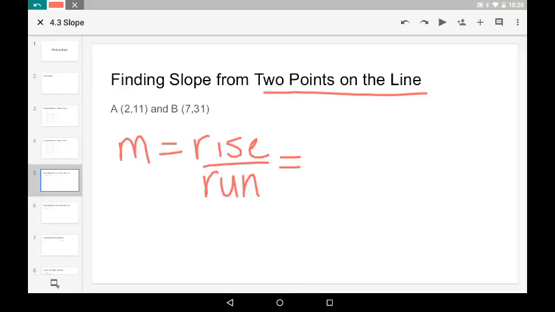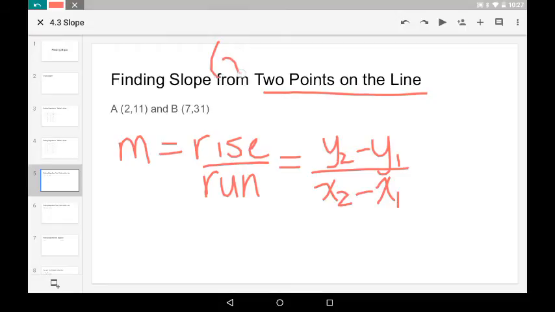So the way we're going to set this up is we're going to say y2 minus y1 over x2 minus x1. All of our points are written as x comma y. That's our ordered pair. So I'm going to call A x1 and y1 over here. And I'm going to call point B the ones with subscript 2.